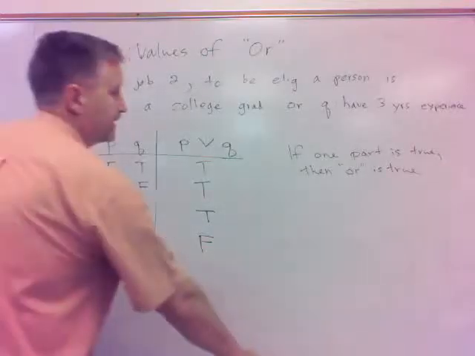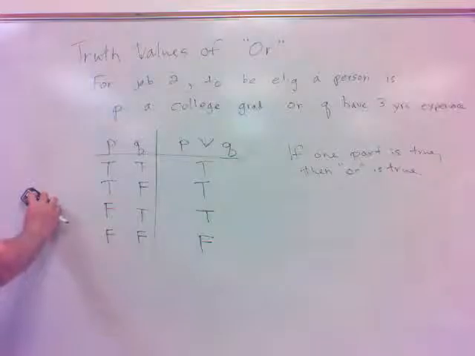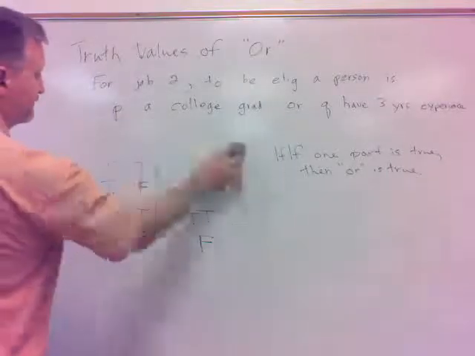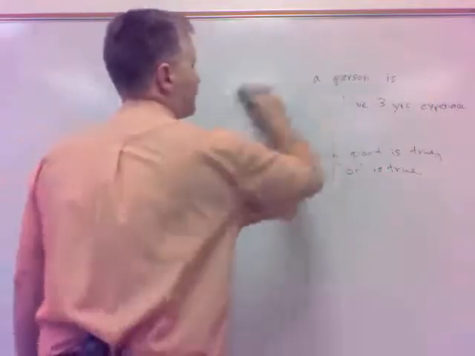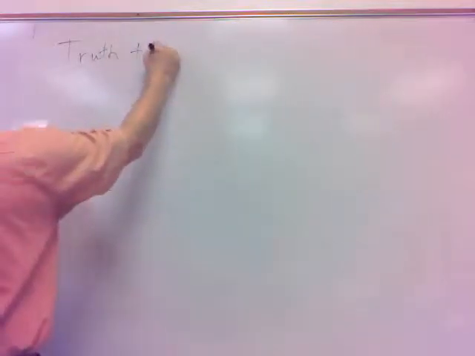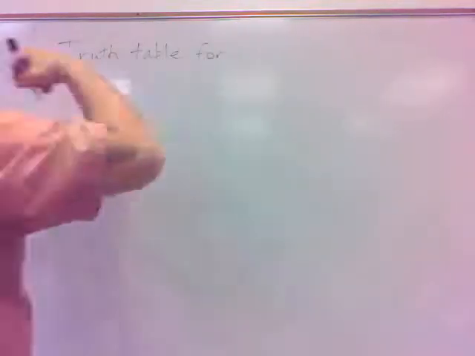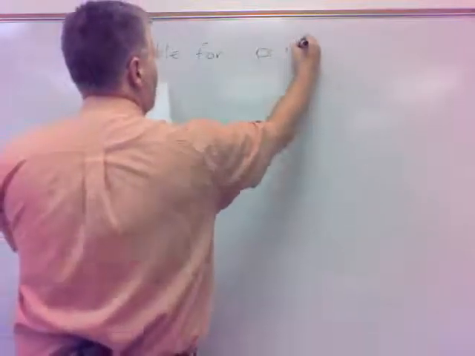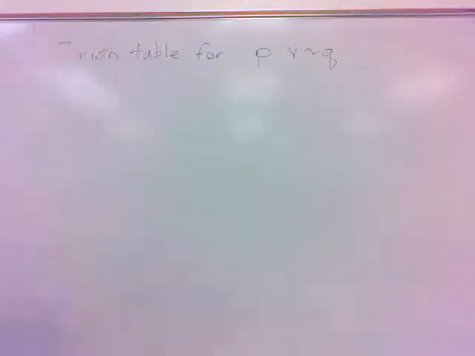So that's what we're going to do: 2 more examples of truth tables, and that'll be it for now anyway. All right, so let's do a truth table for P or not Q. Okay, truth table for P or not Q.